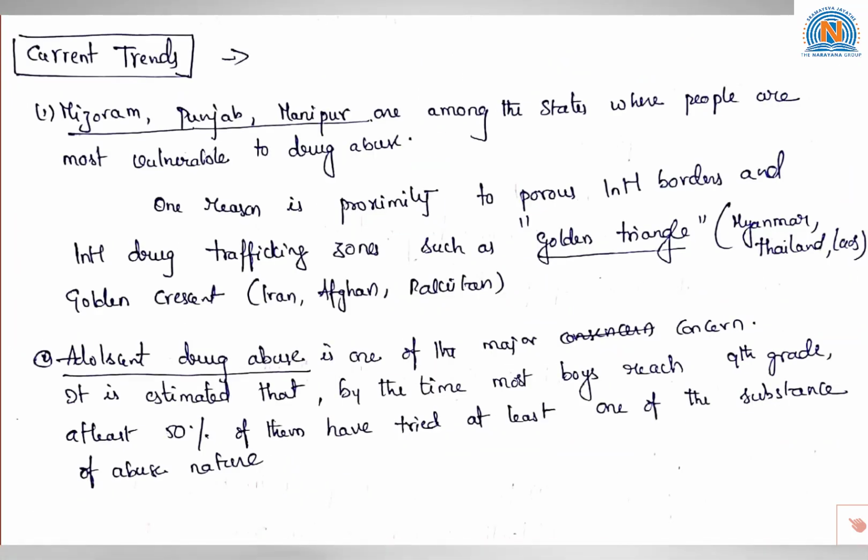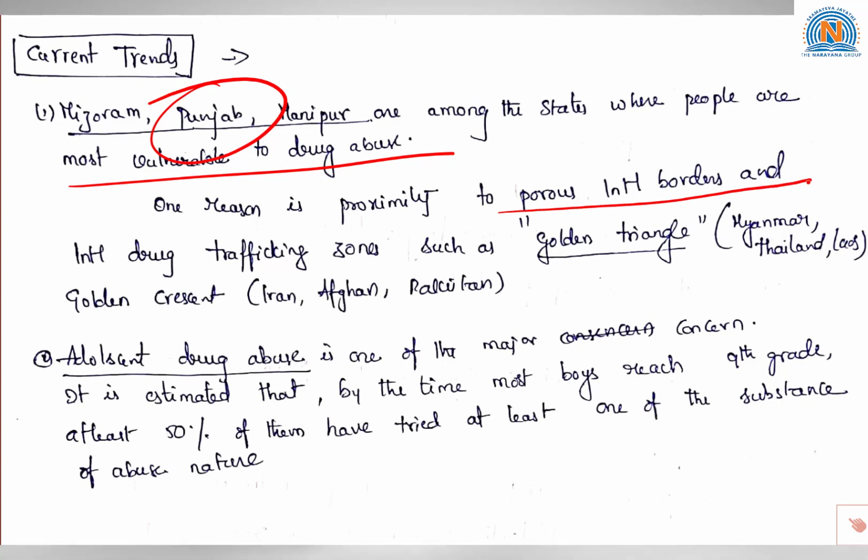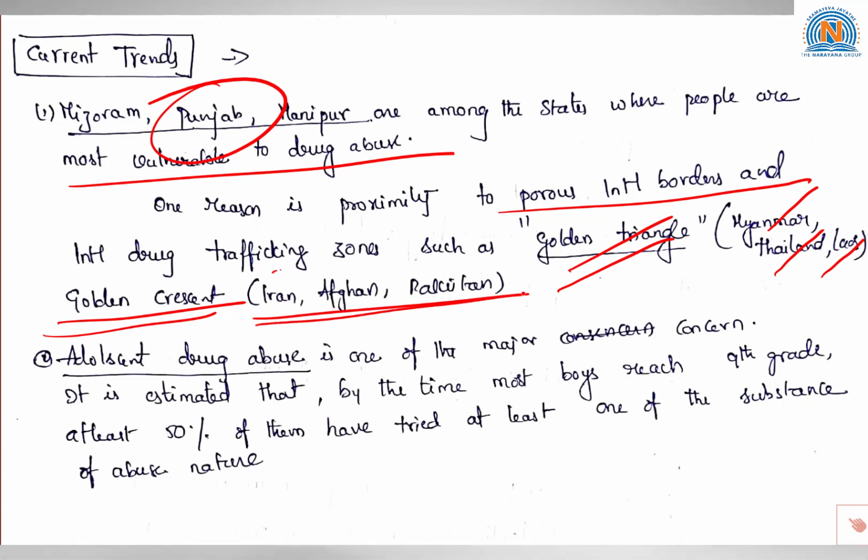Then we look into the current trends. Mizoram, Punjab and Manipur are among the states where people are most vulnerable to drug abuse. One of the important reasons for the excessive prevalence of this menace, especially in Punjab, is its proximity to porous international borders and international drug trafficking zones such as the Golden Triangle and the Golden Crescent. The Golden Triangle includes Myanmar, Thailand and Laos, and the Golden Crescent includes Iran, Afghanistan and Pakistan.